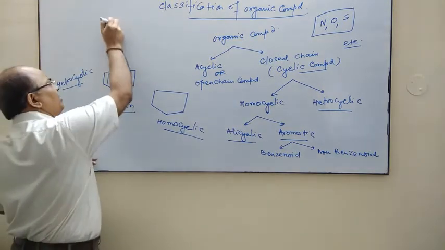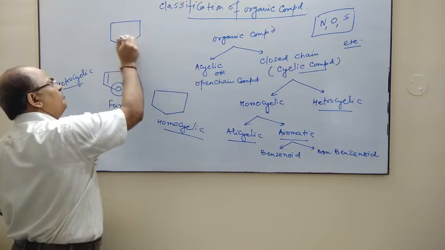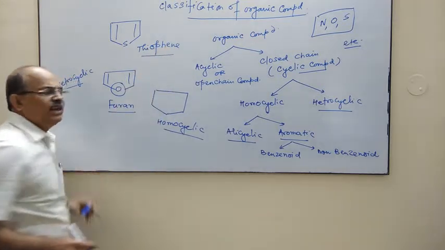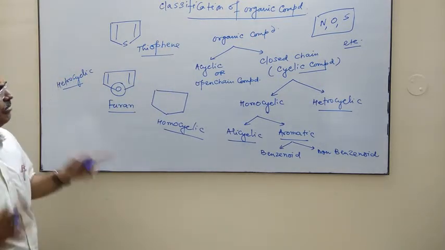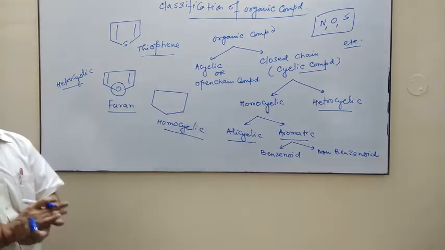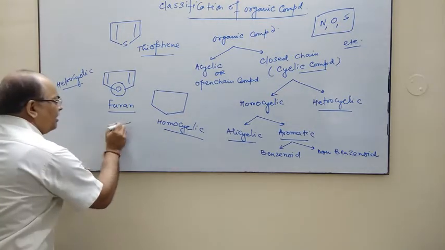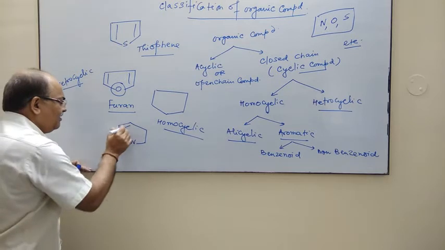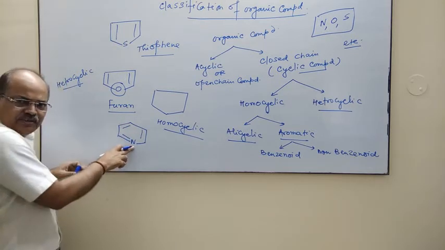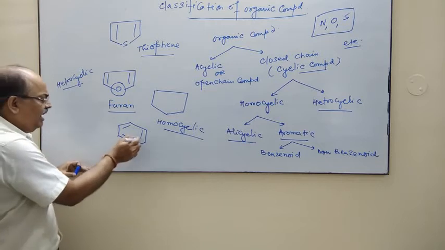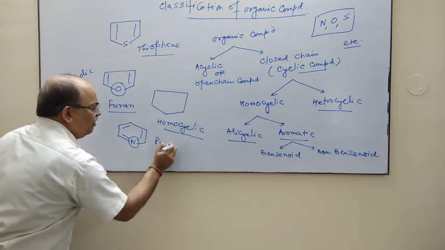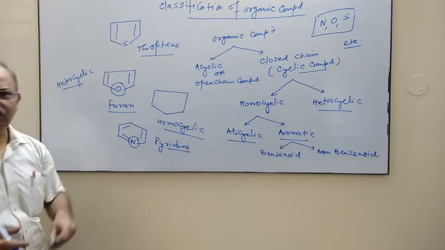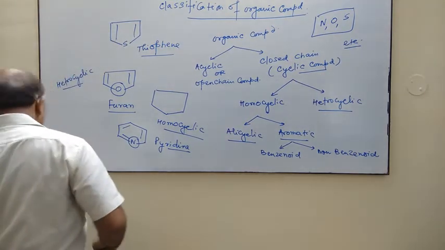If your oxygen is replaced by sulfur, then this compound is your thiophene, and thiophene is also an important heterocyclic compound. Similarly, there is a structure of benzene type, not benzene. Now the carbon is substituted by a heteroatom, that is nitrogen, then this compound is called your pyridine. So they are your heterocyclic compounds.